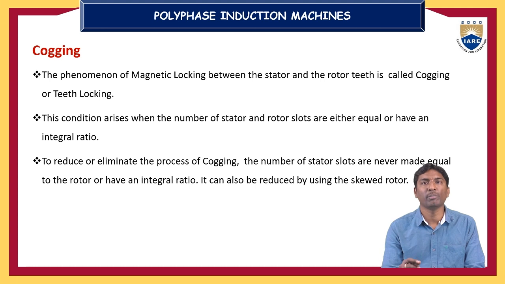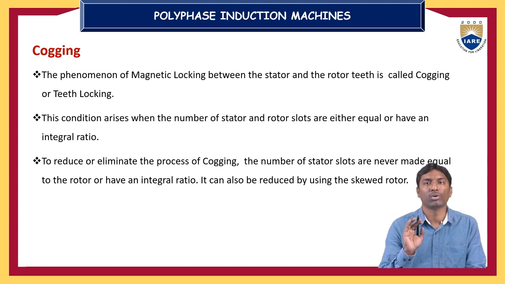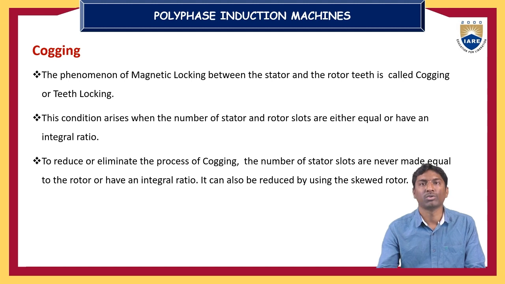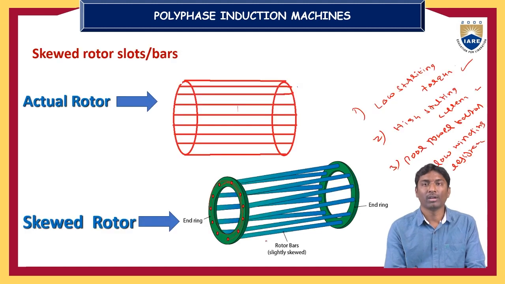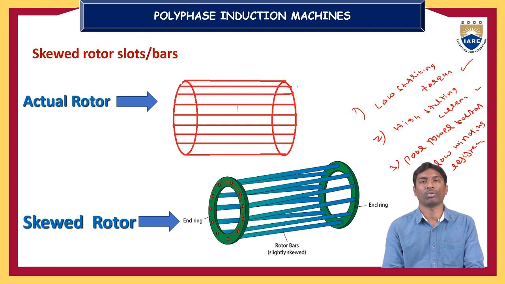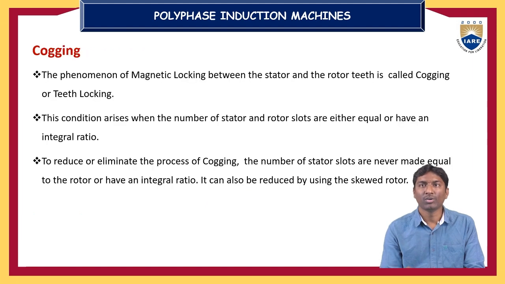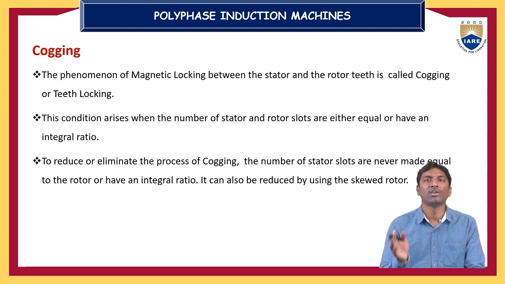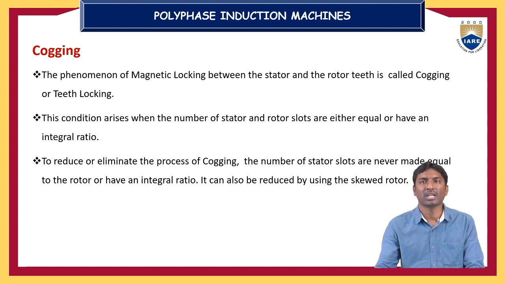It can also be reduced by using the skewed rotor. That's why I am using the skewed rotor. You can observe here, to eliminate the cogging phenomena, I am using the skewed rotor. To reduce cogging, the number of stator slots are never made equal to the rotor slots or in an integral ratio, and it can also be reduced by using the skewed rotor. So this is the cogging phenomena we are getting in the squirrel cage induction motor.